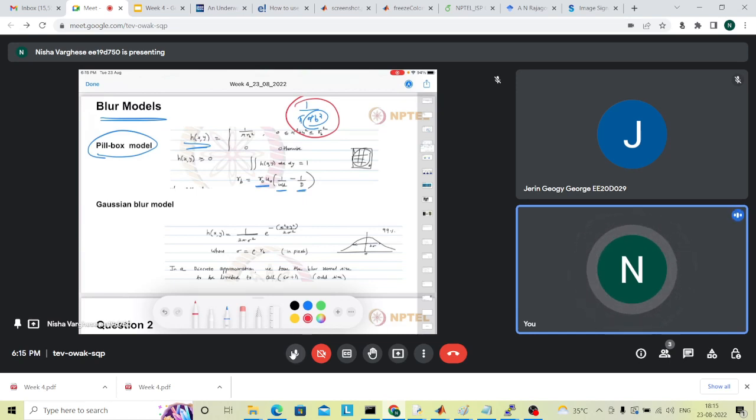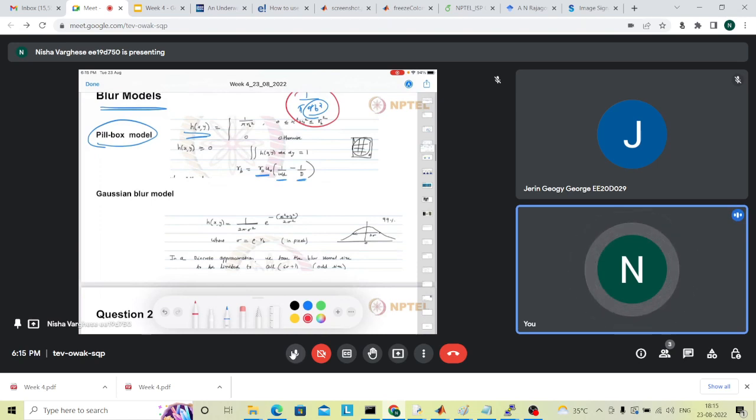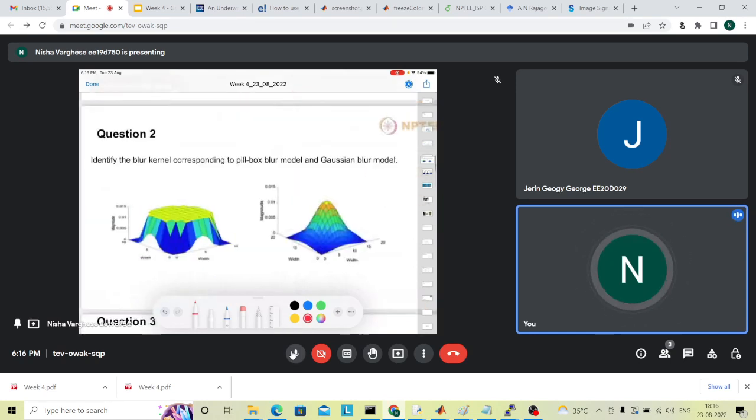Then the next blur model is Gaussian blur model. In Gaussian blur model, that depends on every x and y. So it will be a bell structure like this, and at the center, the value will be high. H will be high, and as we go along the side, it will be reduced. So that is Gaussian blur model. So question 2 is identify the blur kernel corresponding to pillbox blur model and Gaussian blur model. So which is the pillbox model and which is the Gaussian blur.